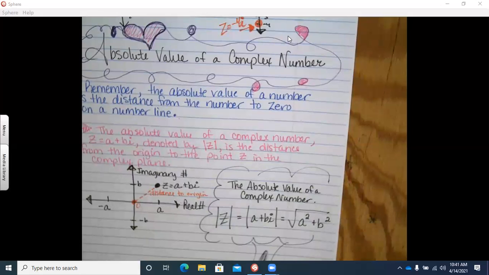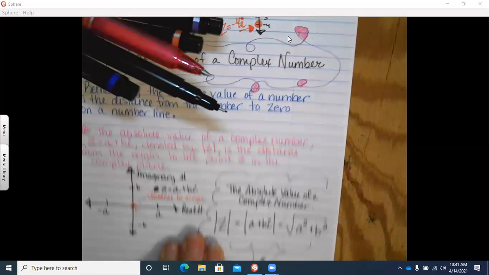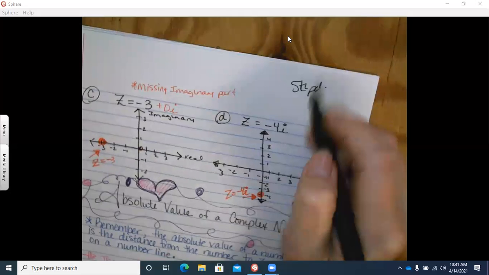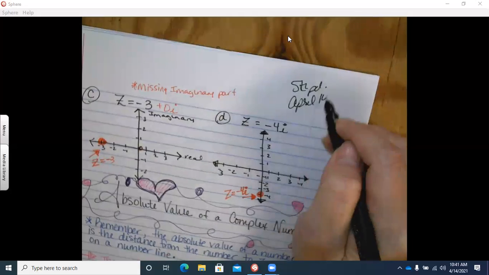All right. Let's label my paper real quick. Period, April 14th, 2021, page 2.